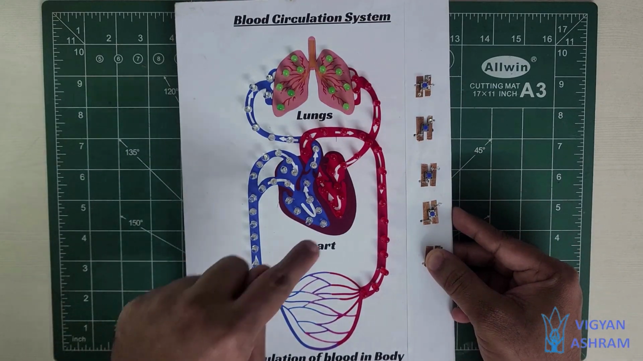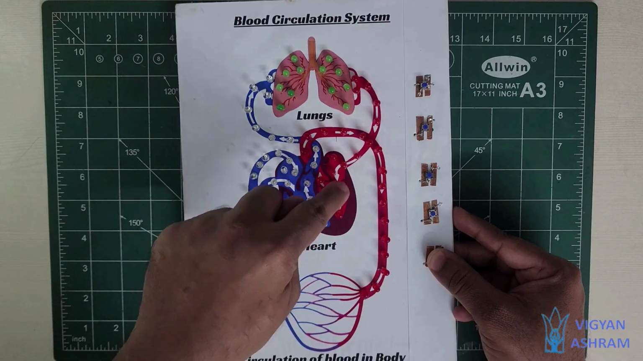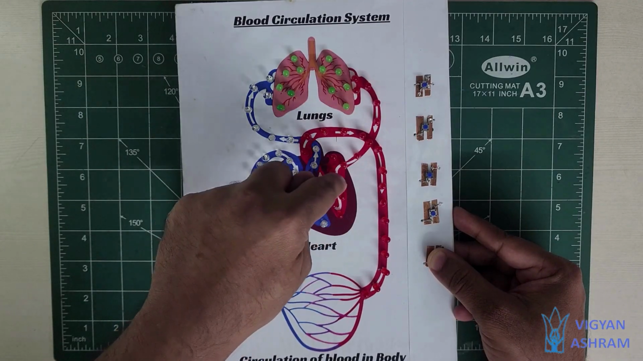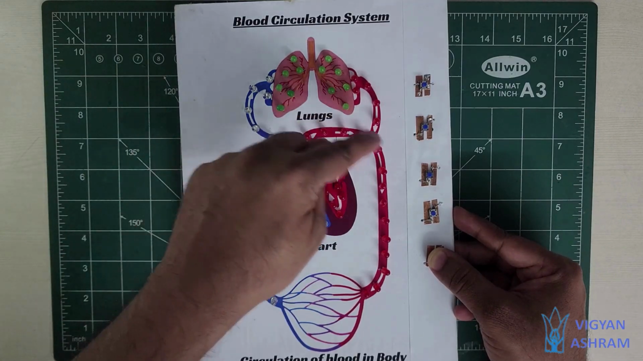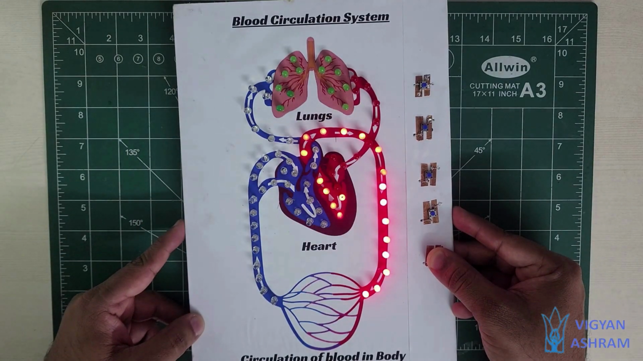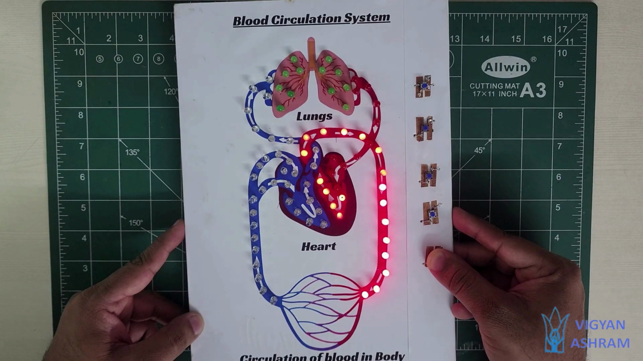If I press this last button, this is the left ventricle of the heart. From the left ventricle, so there are valves here. From the left ventricle, the blood will now be pumped out. It will pump out to the body. So this is the fifth stage of the blood circulation system.